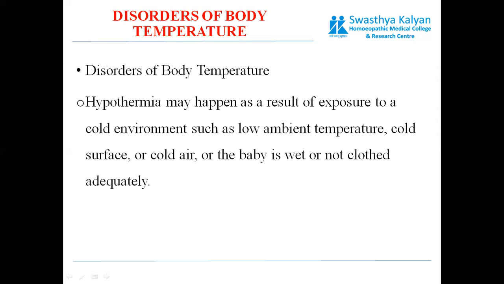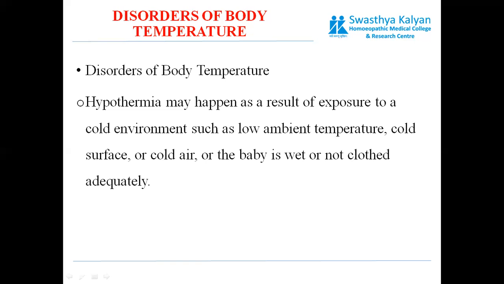Now there are only two disorders of the body temperature, either hypothermia or hyperthermia. Now hypothermia happens as a result of exposure to cold environment such as low ambient temperature, exposure to cold surface, exposure to cold air, or when the baby is wet or not clothed properly. So hypothermia and hyperthermia. Hypothermia, temperature is less than 36.5 degrees centigrade. Hyperthermia, temperature more than 37.5 degrees centigrade.